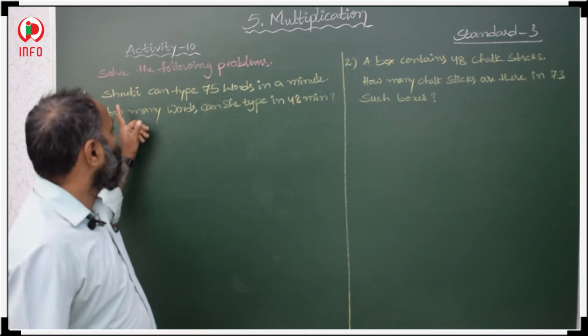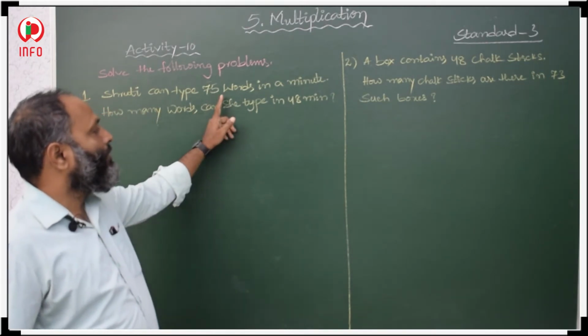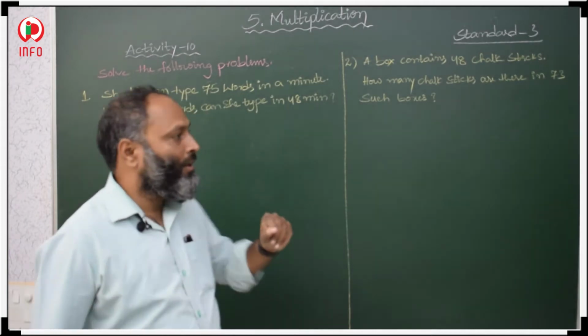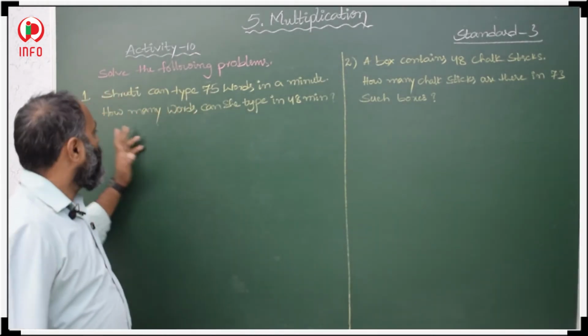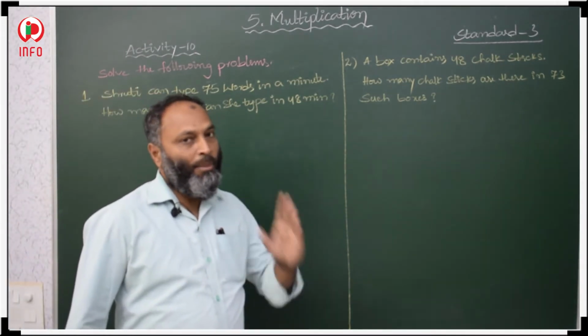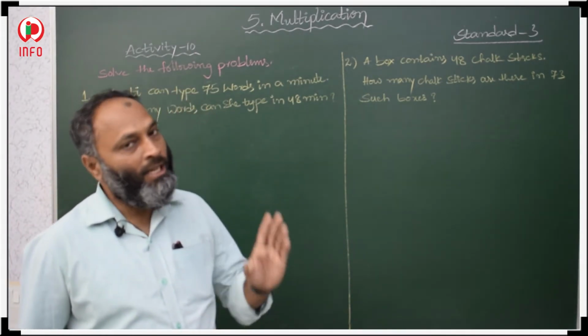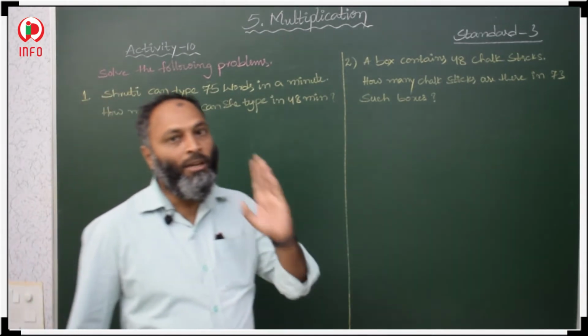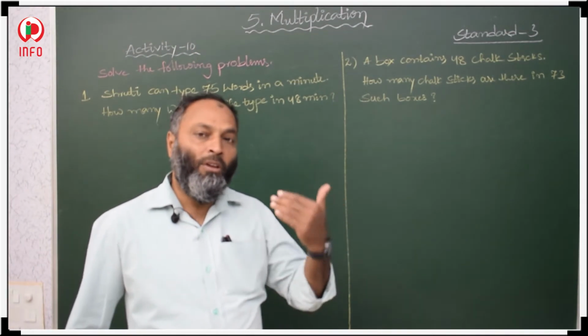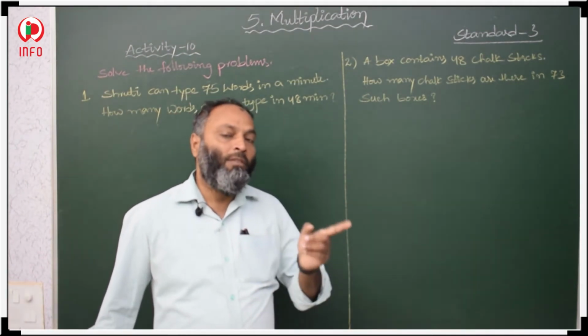First word problem: Shruti can type 75 words in 1 minute. In 1 minute, 75 words Shruti can type. Then how many words can she type in 48 minutes? So about 1 minute is given, and he is asking 48 minutes. Means the unit is given, and more he is asking. If the unit is given and more he is asking, then we have to multiply.